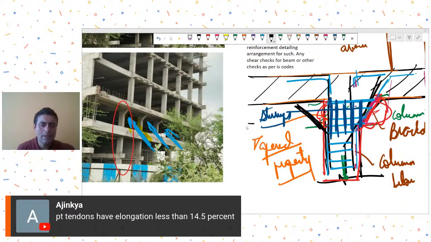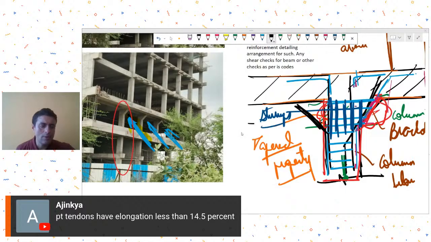Mr. Ajinkya is adding over here that PT tendons have elongation less than 14.5%. So he's adding this information that PT tendons have an elongation percentage of less than 14.5. Our reinforcement is expected to have an elongation percentage of, I think, 18%. And also, as I told you, PT systems cannot take cyclic loads. They can only take loads when they are tensile. When the load direction reverses, they will not be able to resist them.